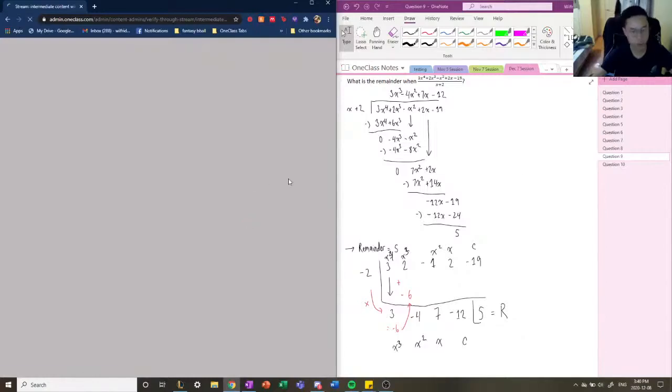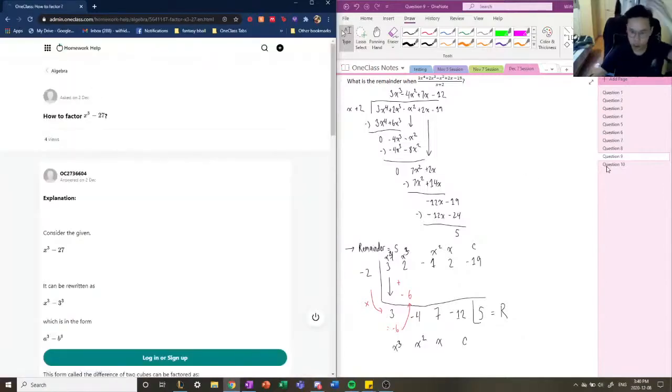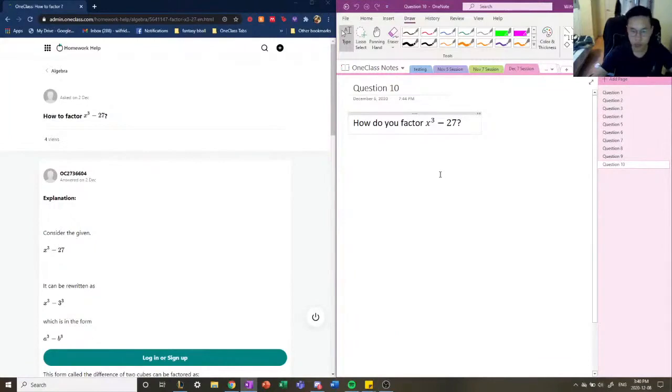The last question of the day. So the last question of the day is how do you factor x cubed minus 27? We're going to use the sum of cubes to factor this.